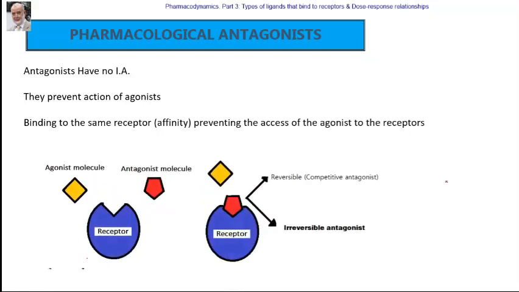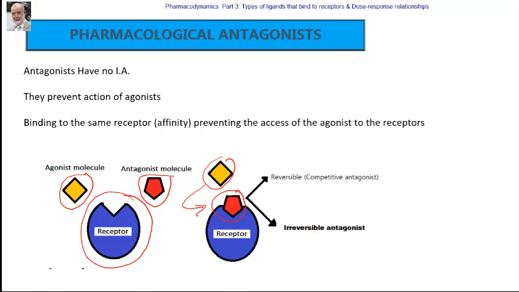Just let us imagine that this is the receptor, and this is an agonist molecule, and this is an antagonist molecule. Each of them can bind to the receptor. If the antagonist molecule enters the receptor, the agonist will have no access to the receptor, and therefore its action will be stopped or disappear. So, an antagonist will produce no action but prevents the action of an agonist.